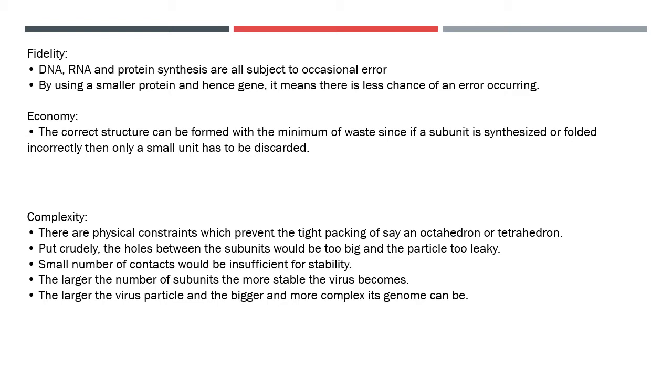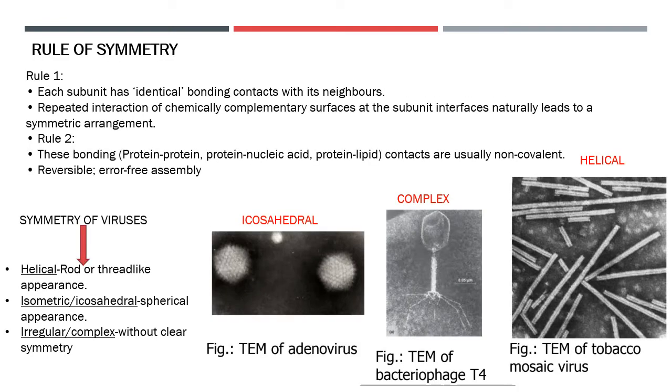Then arranging the subunits to make the structure is very important. That is what complexity explains. Next is the rule of symmetry. This is the important part and you get questions mainly on the rule of symmetry. There are three types of symmetry: icosahedral, complex and helical. Mostly you find viruses under these categories. So what are the rules for symmetry? Let's see first that each subunit has identical bonding contacts with its neighbors, right?